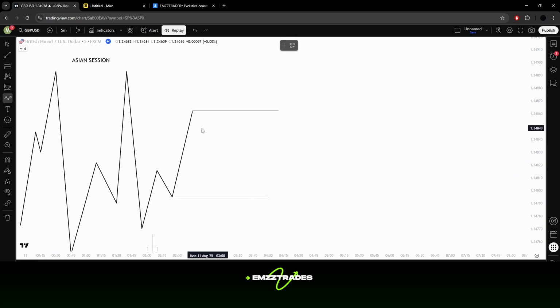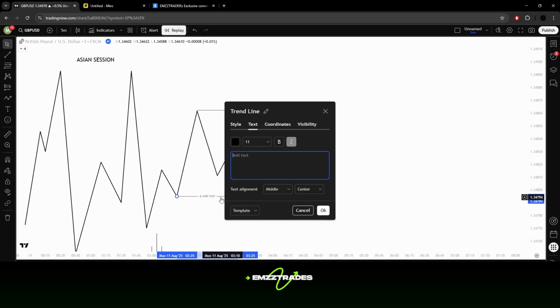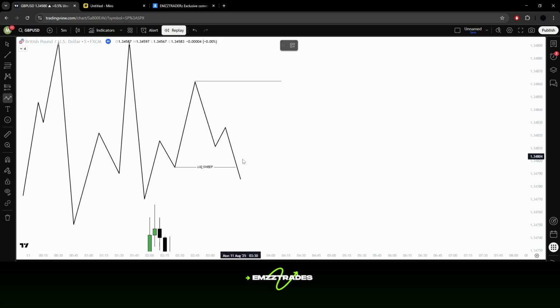What you need to do now is wait for one of these two areas to get swept. So let's say the lows have been swept, just like this. So this would be our liquidity sweep right there. And once we get the liquidity sweep, all we've got to do is wait for our market structure shift. So we're waiting for the fractal high this time to get swept, right? So this is going to be the market structure shift where price will sweep it, giving us a very good area right there.